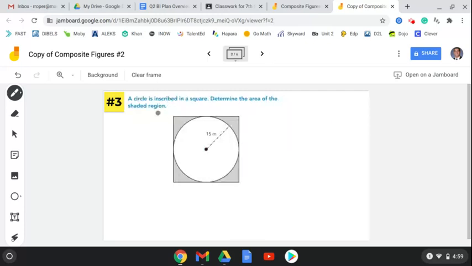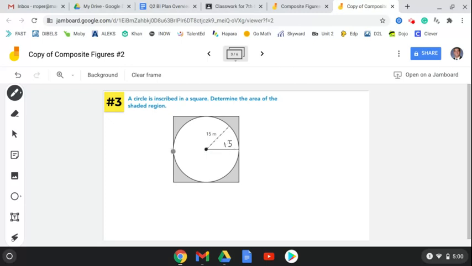Okay, number 3, it says a circle is inscribed in a square. Determine the area of the shaded region. So we want the area of the shaded region. And as you can see, we have the radius of this circle. Okay, I could also draw it like this. Okay, let's assume that's a straight line from here to here. Okay, that would be 15.